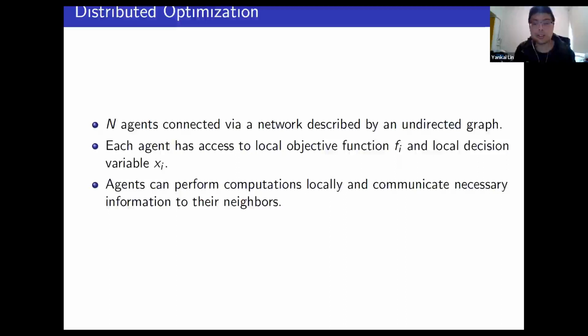So it's particularly interesting in the interest of privacy. And agents can perform computations locally and communicate necessary information to their neighbors. And this information depends on the coupling of the problem. So agents only transmit necessary information to their neighbors. They don't have to transmit all they have. So for privacy reasons, this is particularly interesting.